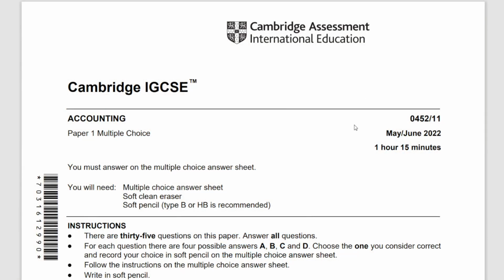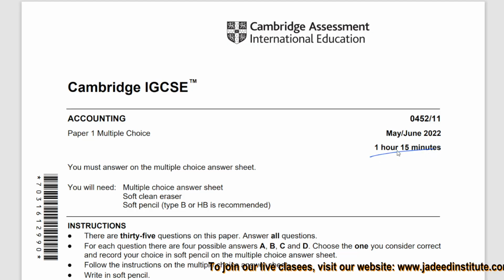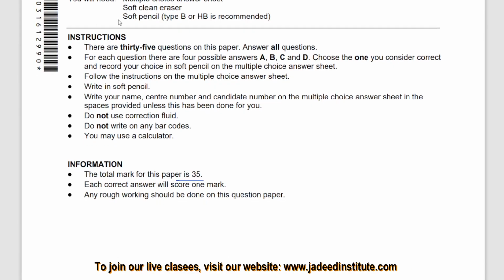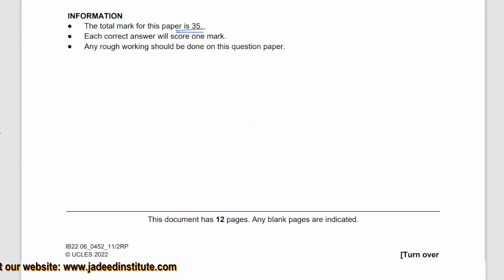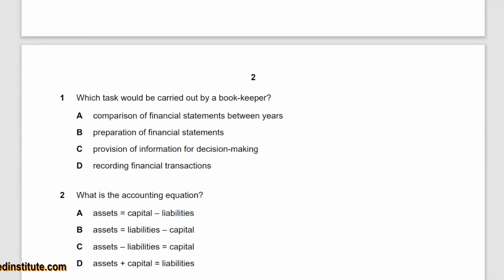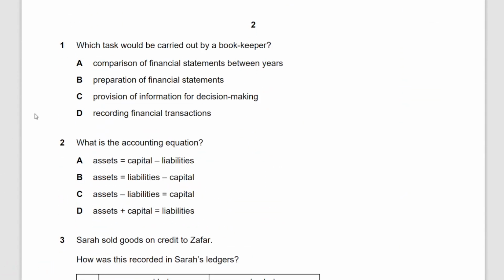Hello there. Today we're going to solve an IGCSE accounting paper 1 variant 1 from the May-June 2022 session. You have 1 hour 15 minutes to solve 35 MCQs worth 1 mark each. All right, let's begin. You have more than enough time to complete the 35 MCQs in 1 hour 15 minutes. Which task would be carried out by a bookkeeper?